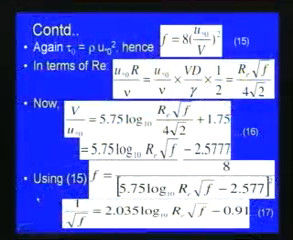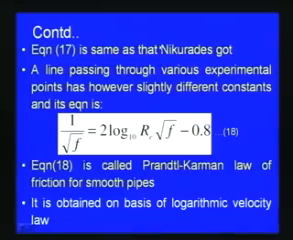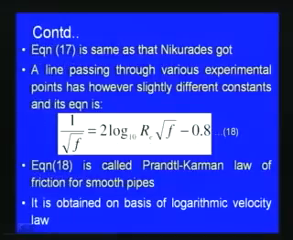From this again we can write 1 by root f is equal to 2.035 log 10 R e root f minus 0.91 as in equation number 17. So, this equation number 17 is for 1 by root f. Now this equation 17 is almost the same as what Nikuradse got.